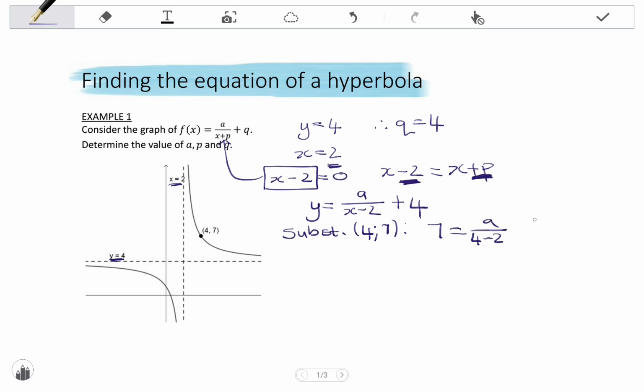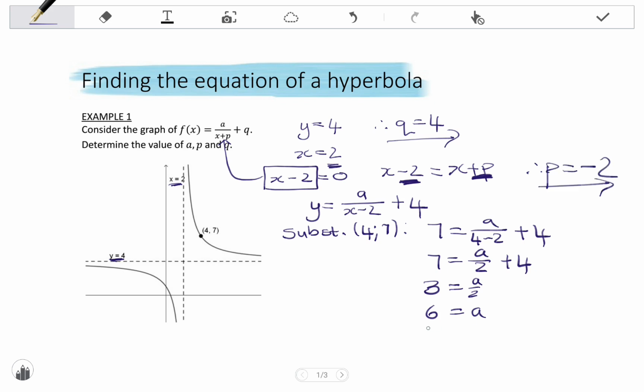So I have 4 minus 2 in the denominator, then I add 4. So my denominator is now 2 plus 4. Solving for a now, 7 minus 4 is 3, equals a over 2, multiply by 2, and we get a is equal to 6. Okay, now this question said determine the values of a, p, and q. So I've got q equals 4, p equals negative 2, and a equals 6. Now that would be the answer to the question, okay?